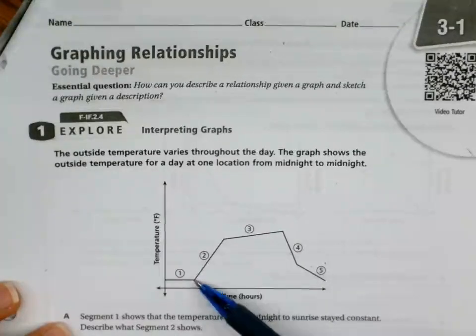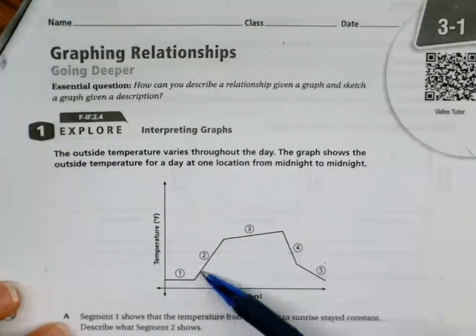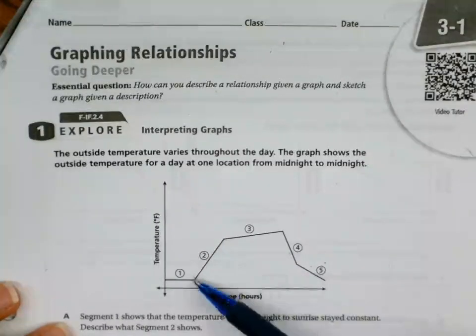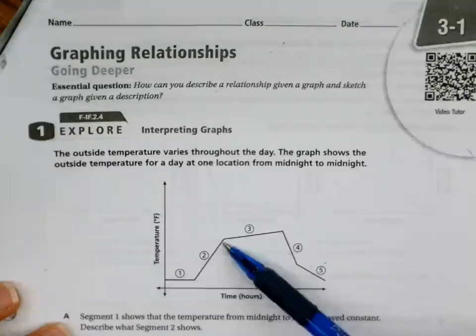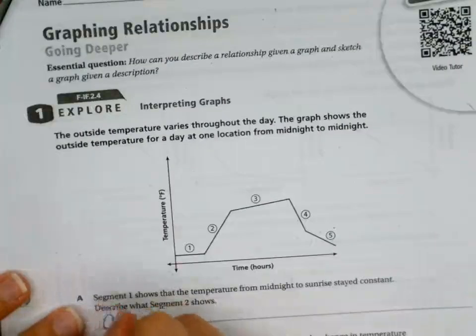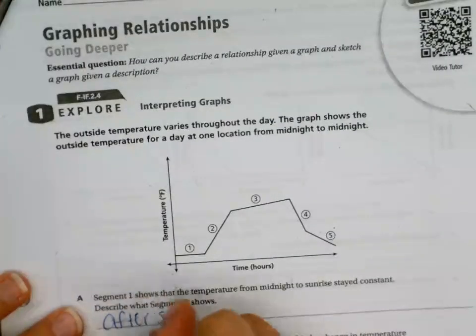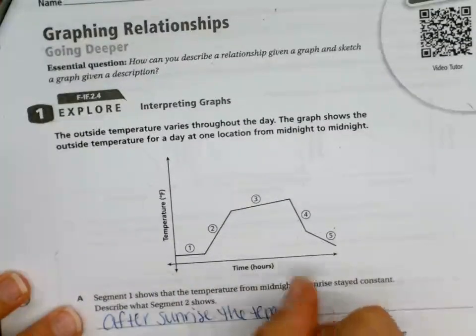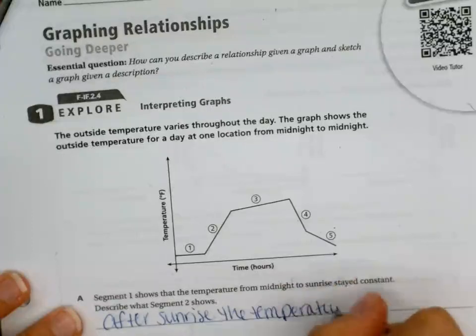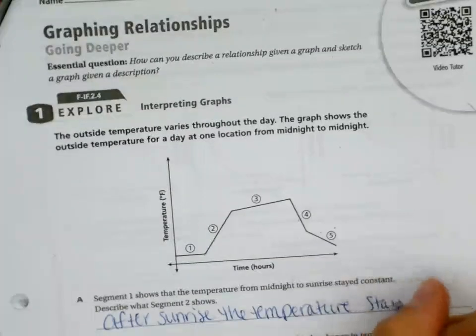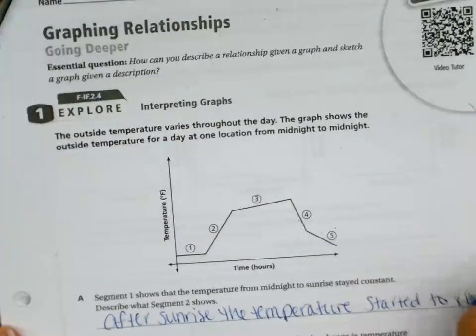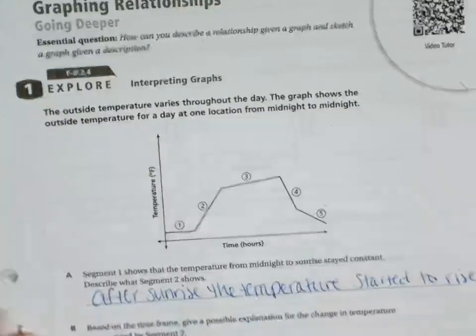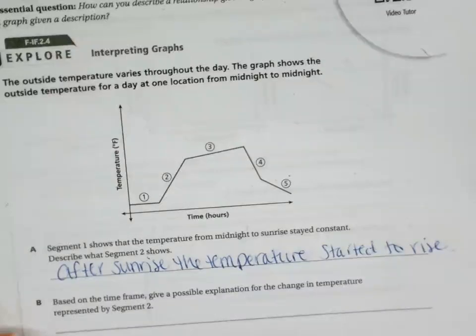Describe what segment 2 shows. So segment 2 shows from right after sunrise, it started to do what? The temperature started to rise. After sunrise, the temperature started to rise. It makes sense, right? The sun comes up, the temperature rises.